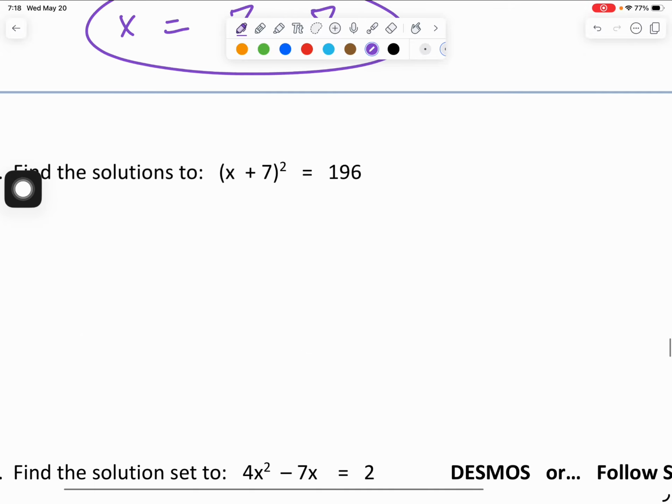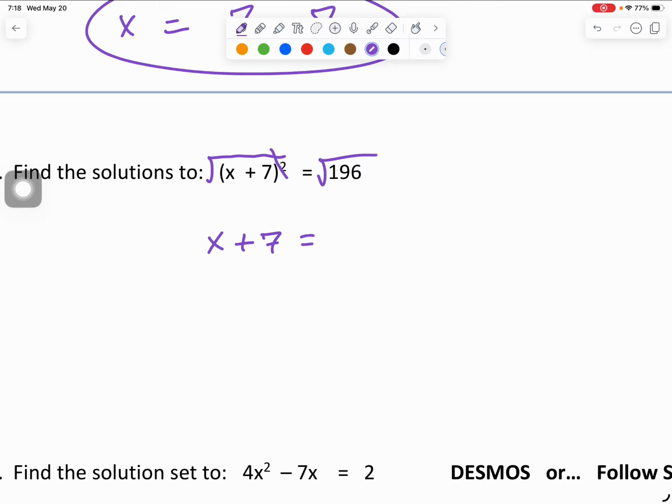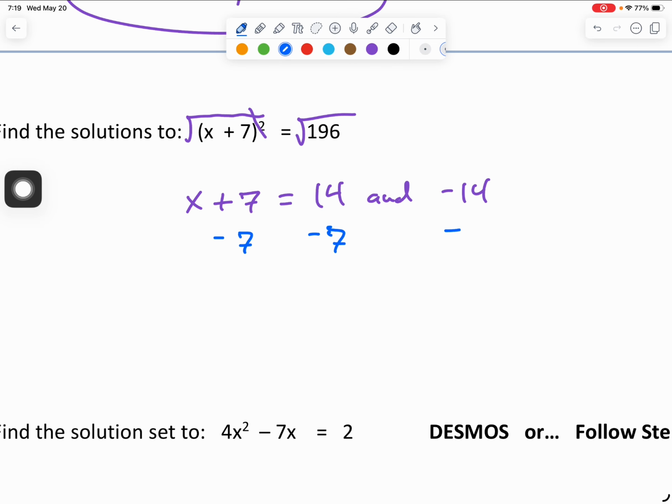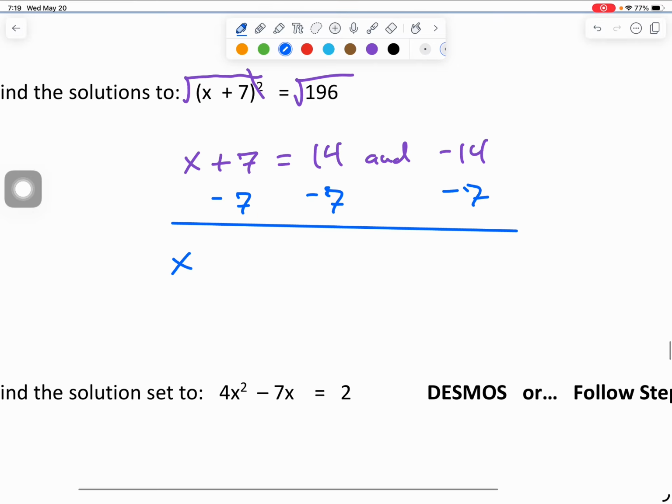24, find the solutions. We have our binomial that's squared. Well, let's go ahead and take the square root of each side. All right, boom, that's going to cancel it out. Bring down your x plus 7 equals. And remember, with the equation, we're going to have a 14 and a -14. And then when we're solving for x, it's hanging out with plus 7, so we'll do -7, but we'll do it to both of these. And again, guys, you could go straight to DESMOS. Bring down your x equals 7 and -21.